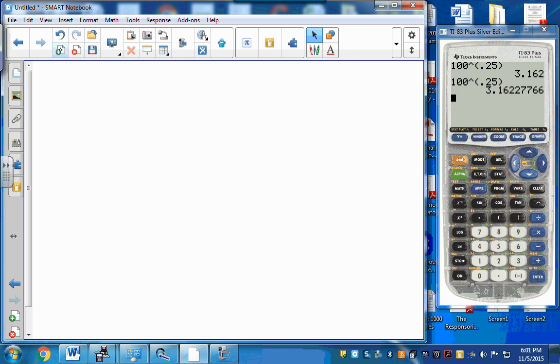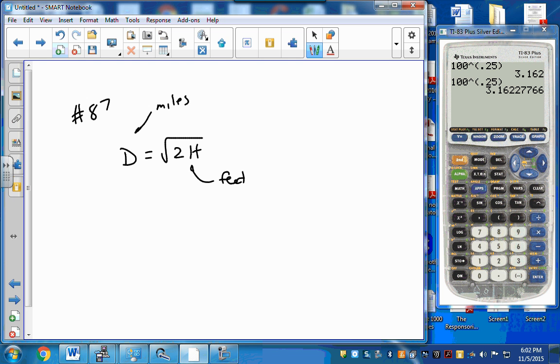Number 87, this was my little story that I told you. We have distance given as the square root of 2h. Distance is in miles, and height is in feet. And if you read the problem, it says a person whose eyes are 6 feet above ground level is standing on top of a hill 44 feet. So the hill is 44, and the eyeball is another 6. So that's a total of 50 feet. The feet is going to be 50 right there.